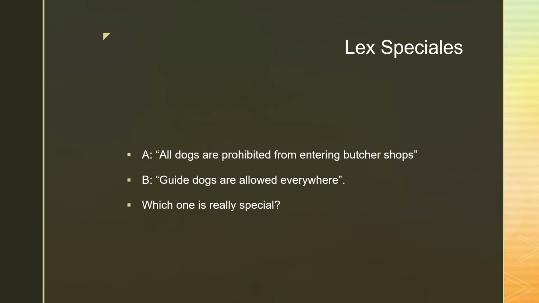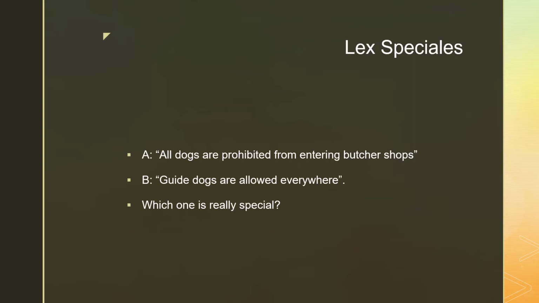Of all the principles, lex specialis is the only one that's not really crisp. Consider the following laboratory example. These two rules are promulgated at the same time in the municipal code. Rule A states, all dogs are prohibited from entering butcher shops. Rule B states, guide dogs are allowed everywhere. So which rule is general and which rule is special?